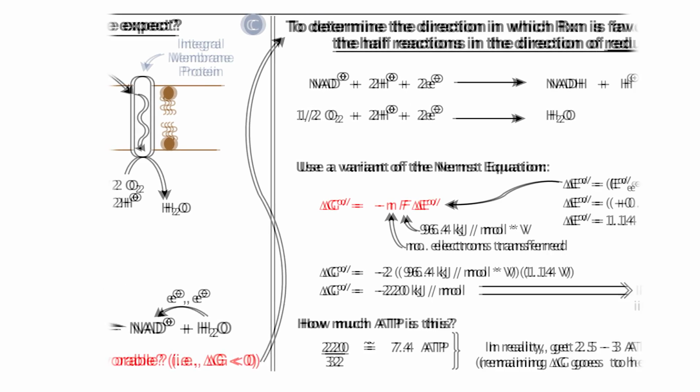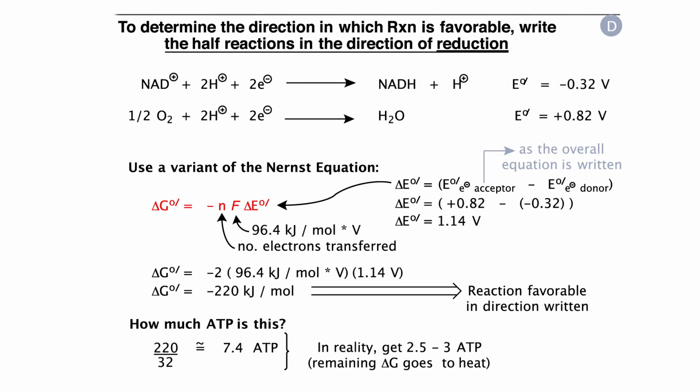Let's take a look now at panel D. You'll see here that I have split the master equation into two half reactions. I always write out the half reaction in the direction of reduction. For example, look at the second half reaction. It shows that half a mole of oxygen plus 2 protons plus 2 electrons go to water. Again, I've written out these reactions in the direction of reduction. It's just the way I do it.